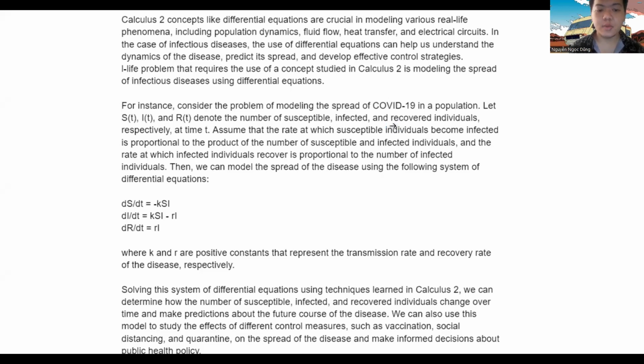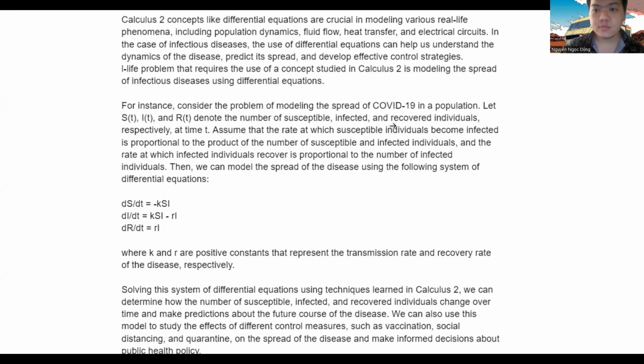Solving the system of differential equations using techniques learned from calculus 2, we can determine how the number of susceptible, infected, and recovered individuals change over time and make predictions about the future course of the disease. We can also use this model to study the effect of different control measures, such as vaccination, social distancing, and quarantine, on the spread of disease, and make informed decisions about public health policy.